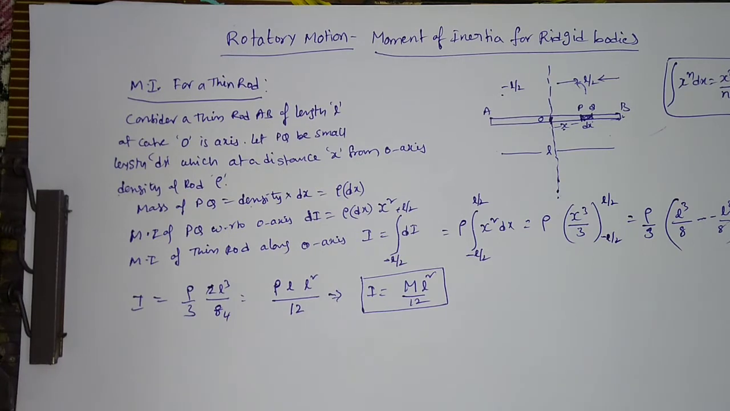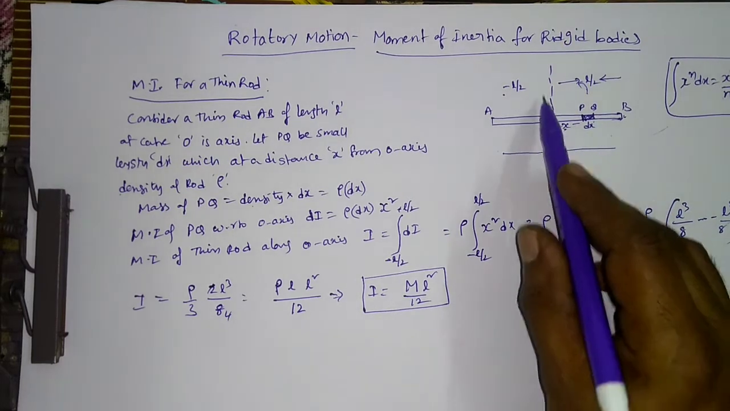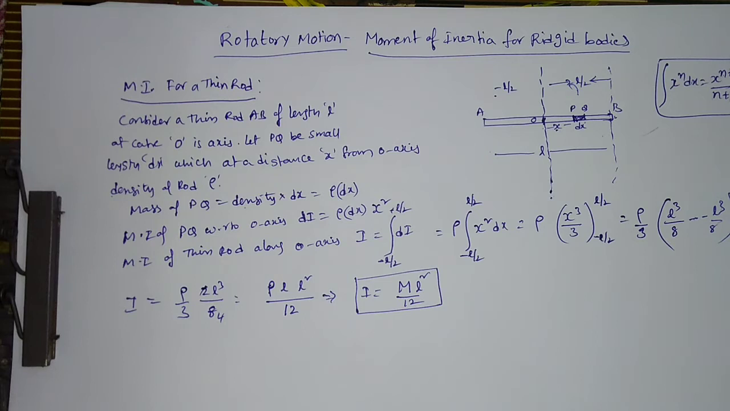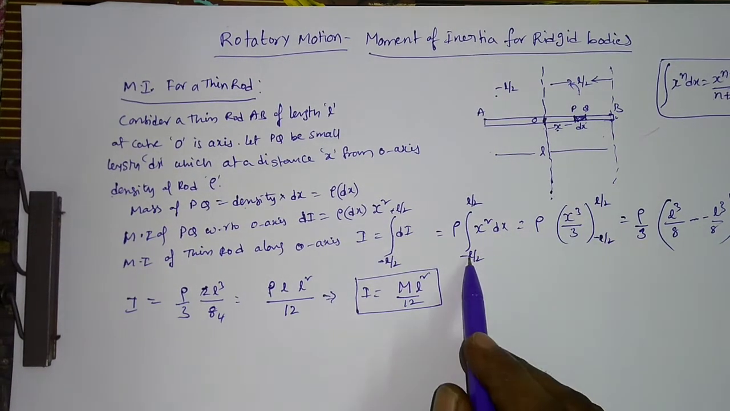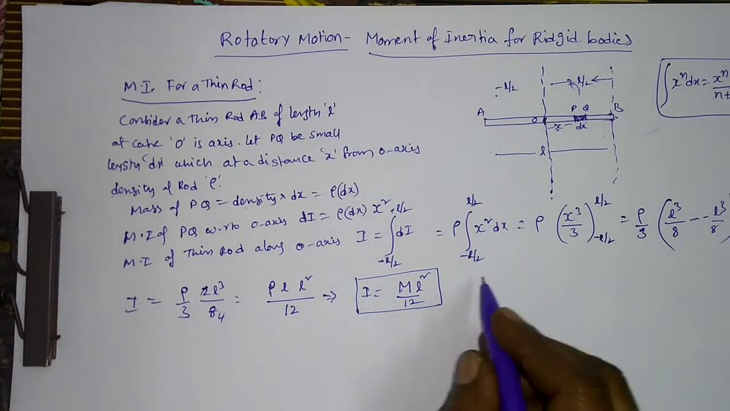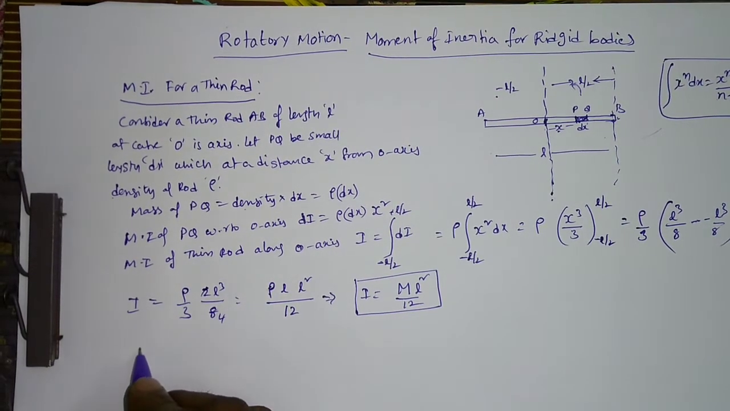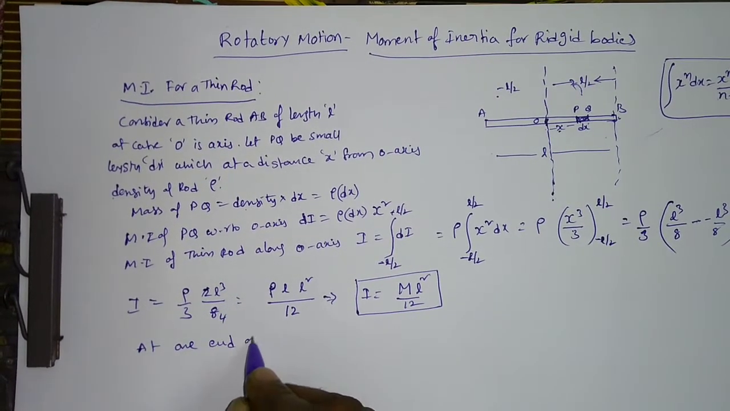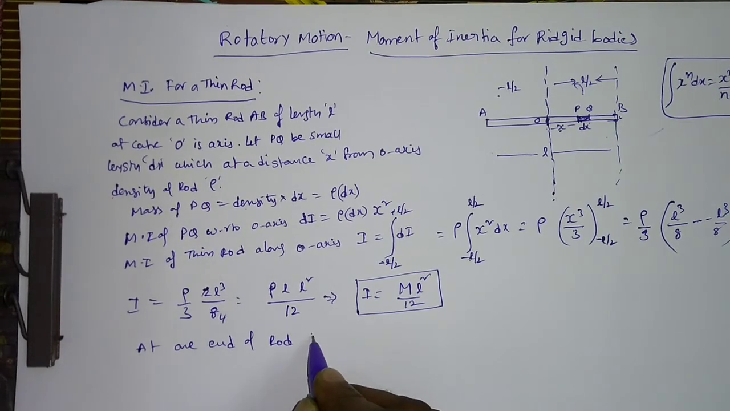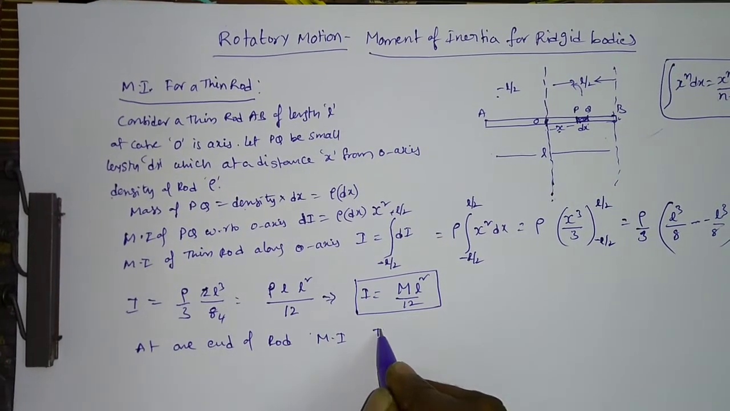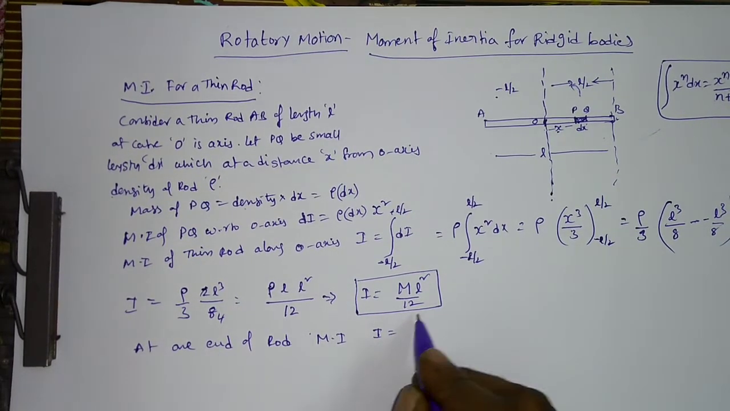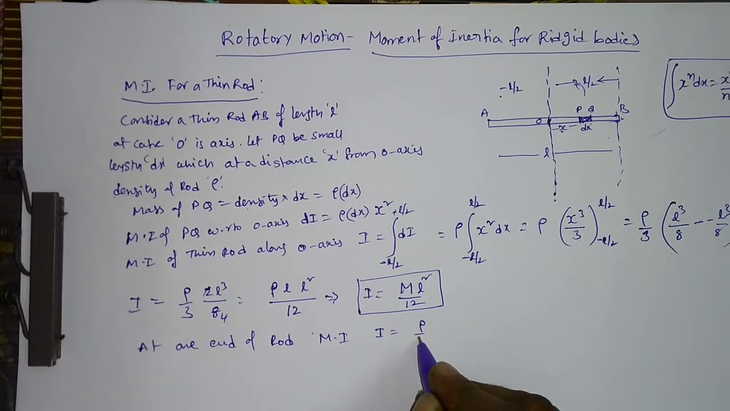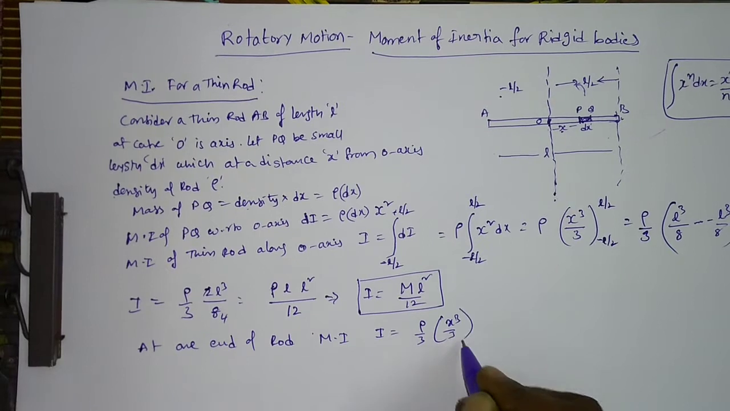Suppose the axis is at one end of the rod, at this point. That means the integration will be from 0 to L. Moment of inertia I is equal to, you can use the same thing, only our limits change here. So I am writing directly rho by 3 into x cube by 3, from 0 to L.